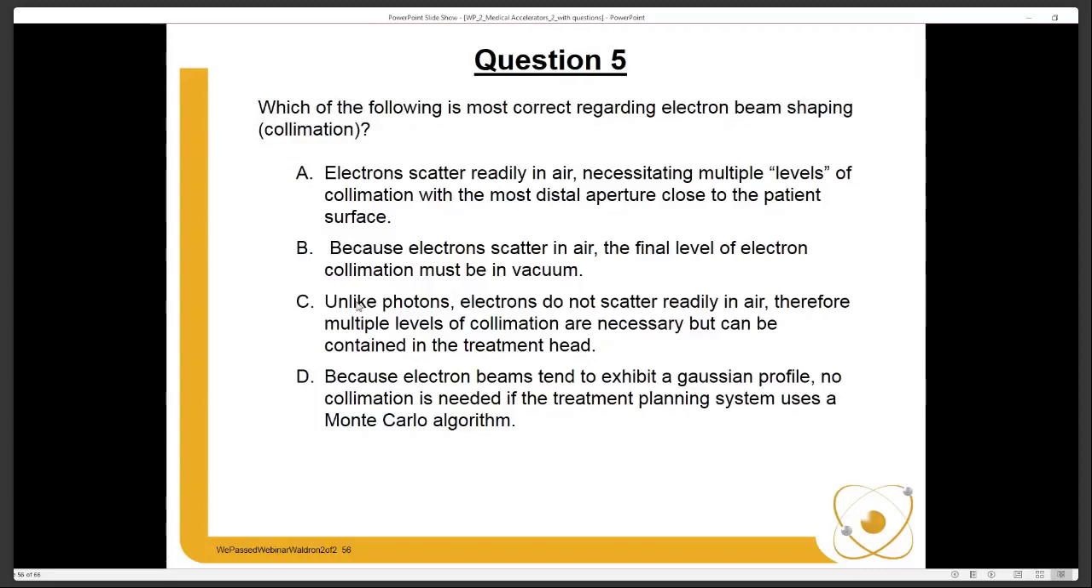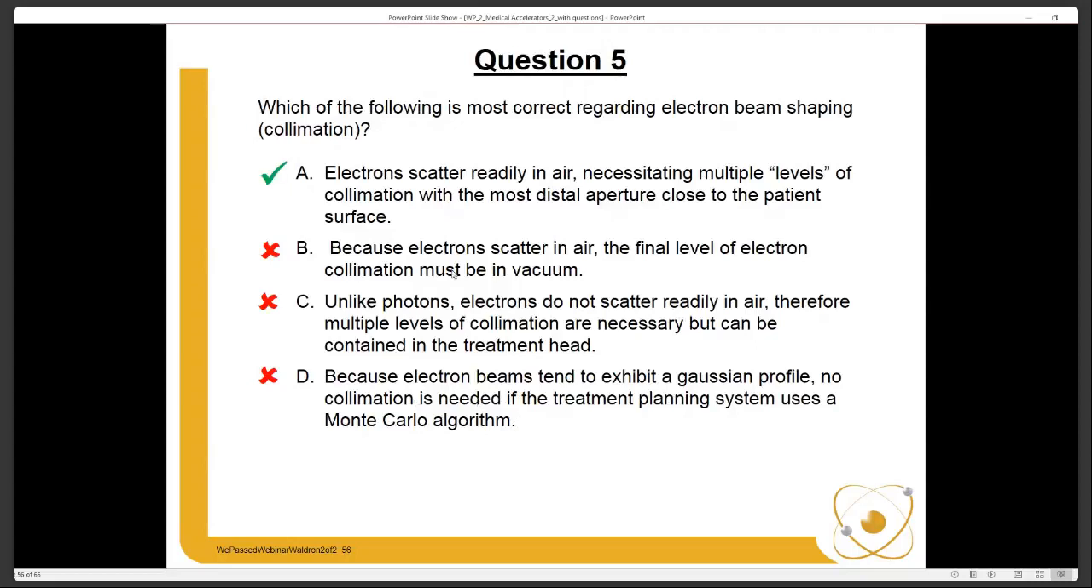Okay, great. So which of the following is most correct regarding electron collimation? Is it because electrons scatter in air, the final level must be in vacuum? No. And it is also not, unlike photons, electrons do not scatter readily in air. That is false. Therefore, multiple levels of collimation are necessary but can be contained in the treatment head? Well, the first part's false. D, electron beams tend to exhibit a Gaussian profile. That's true. But having a Monte Carlo treatment planning system isn't going to collimate the beam for me.